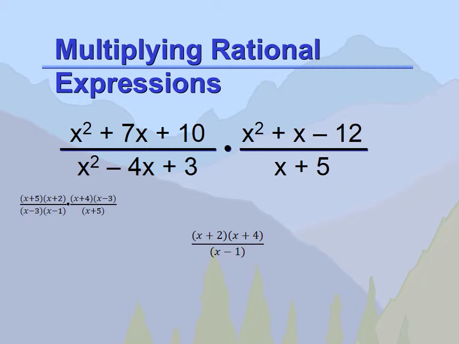So now let's see what we can cancel. We can cancel out the x plus 5s. We can also cancel out the x minus 3s. So we're left with x plus 2 times x plus 4 over x minus 1.